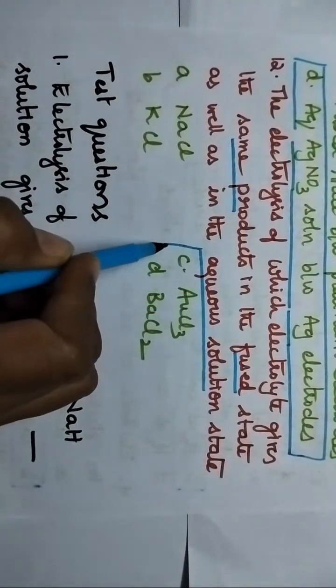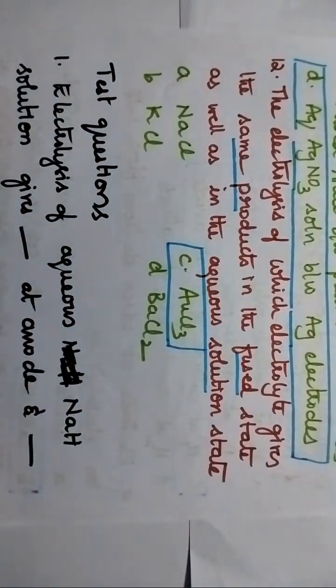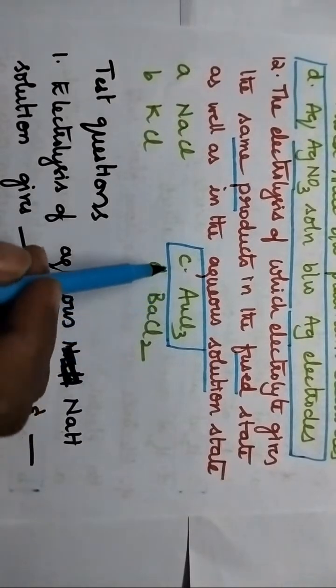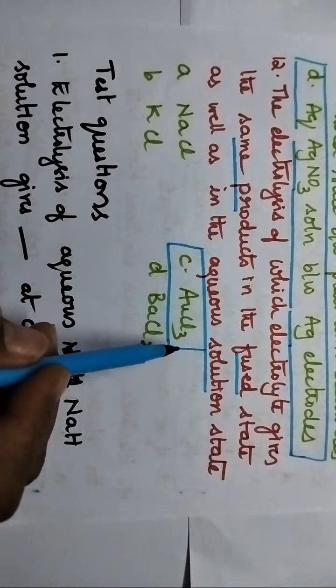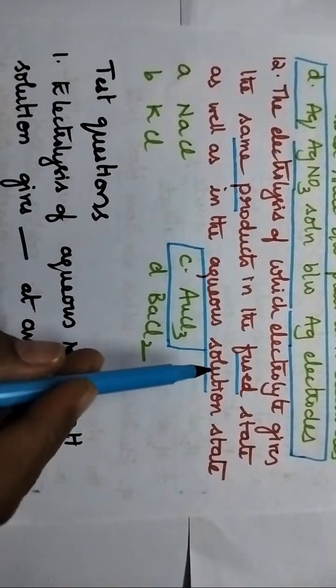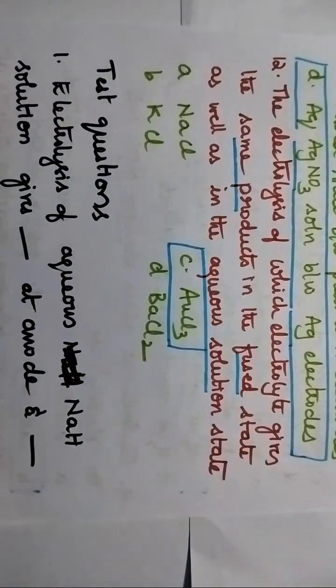Priceless Brains, very good. If the metal is a noble metal, then you will get the same product at the cathode. So here gold chloride is the right answer. It gives the same products in the fused state and also in the aqueous solution state.